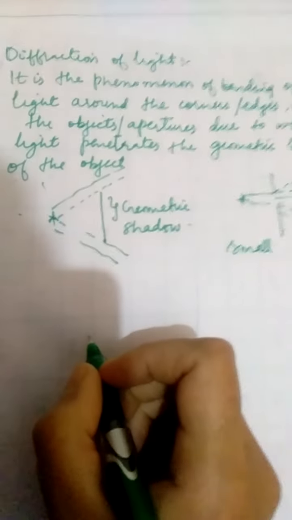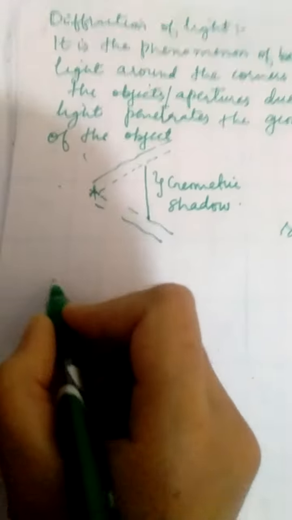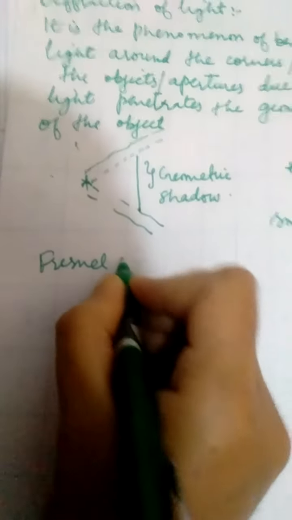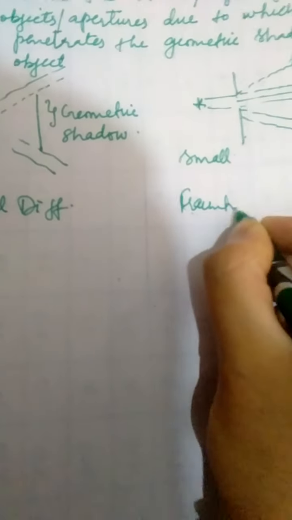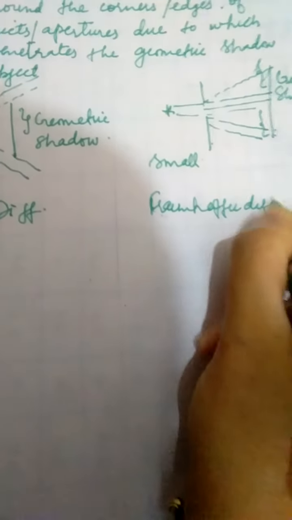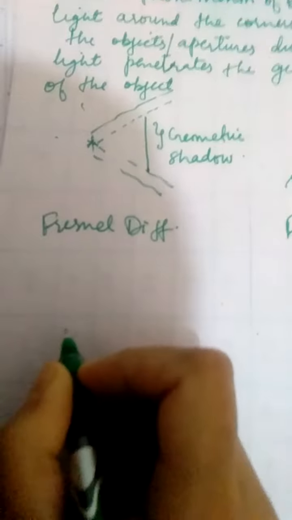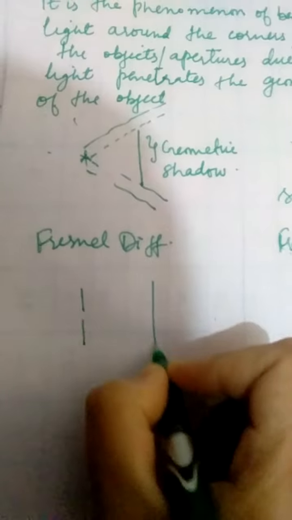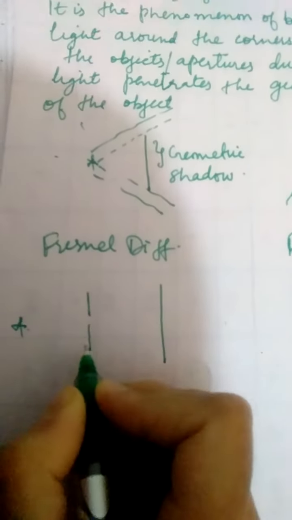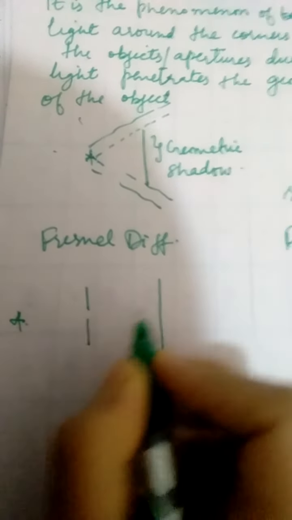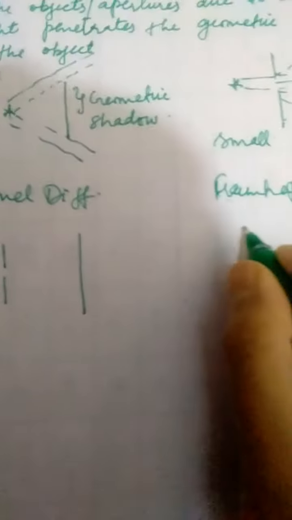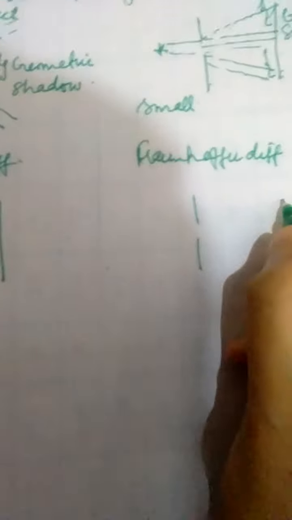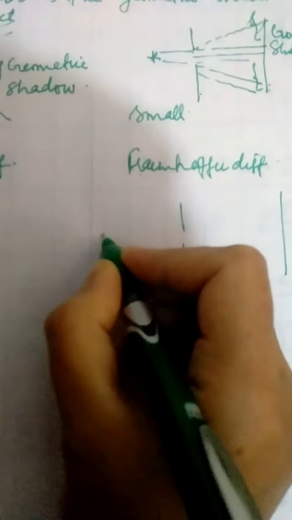Now, this diffraction phenomenon is broadly divided into two categories. One is Fresnel diffraction and another is Fraunhofer diffraction. In Fresnel diffraction, the slit is at a finite distance from the screen and from the source of light. And in case of Fraunhofer diffraction, the slit is at an infinite distance from the screen as well as from the source of light.